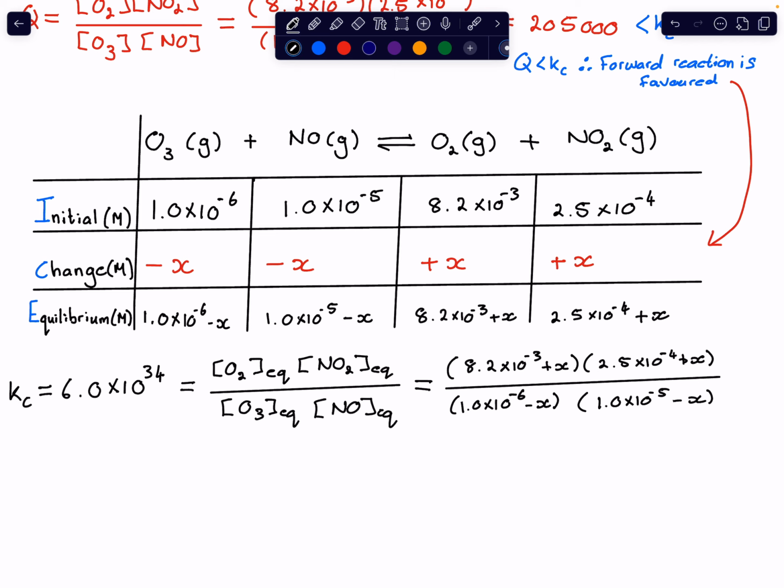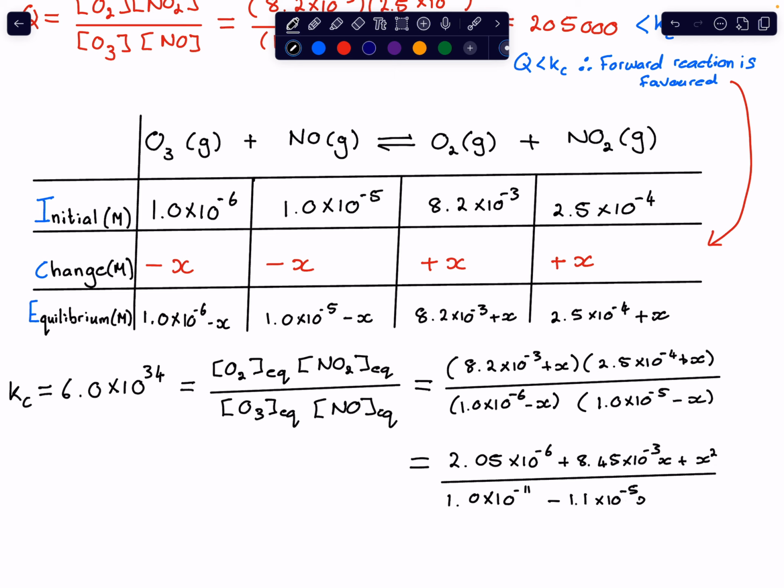So what we should do is expand the numerator and the denominator. And what I got is 2.05 times 10 to the negative 6 plus 8.45 times 10 to the negative 3x plus x squared for the numerator, and at the bottom I got 1.0 times 10 to the negative 11 plus x squared. These numbers look much worse than they actually are. Once you start working with them, they become kind of okay.